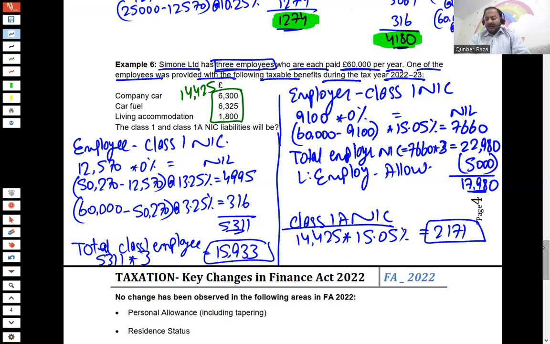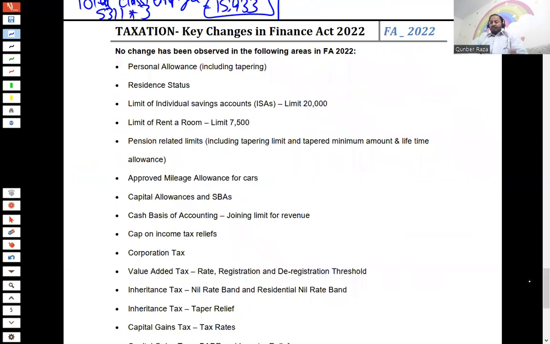Having said all that, having discussed all that, there are certain areas where there is no change. So in the personal allowance limit, there is no change. The personal allowance limit was 12,570.